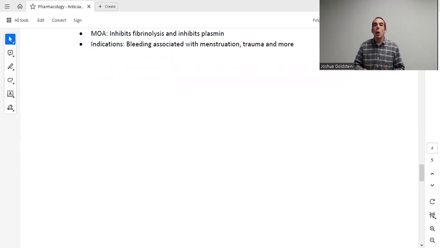What type of bleeding? Most commonly, we use this for excessive vaginal bleeding, either related to some abnormal physiology or related just to menstruation or something like that. And we do use this a lot in trauma, and a lot of the major trauma centers in the US today, as of mid-2023, this is considered part of the guidelines.